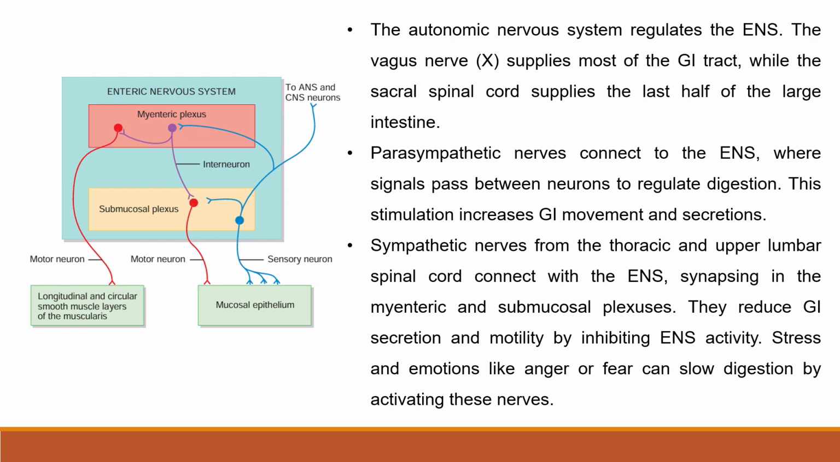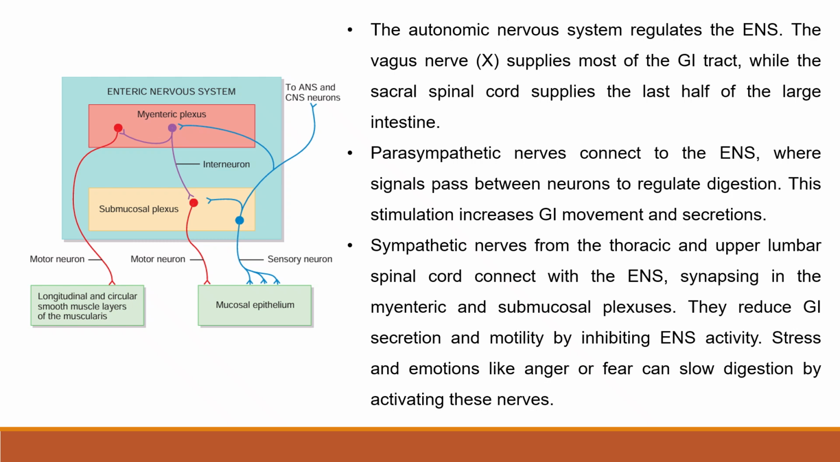In the case of the parasympathetic nerve, it stimulates or enhances digestion by increasing motility and secretion. At the same time, sympathetic stimulation inhibits the enteric nervous system activity, reducing gastrointestinal movement and secretion. So emotional states such as stress, fear and anger can slow down digestion through sympathetic activation.